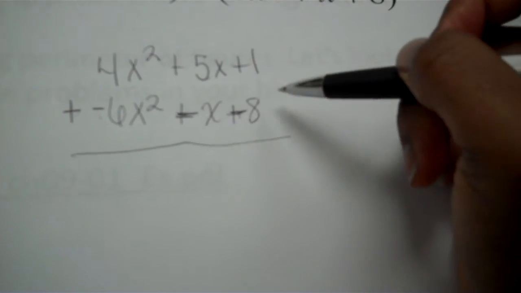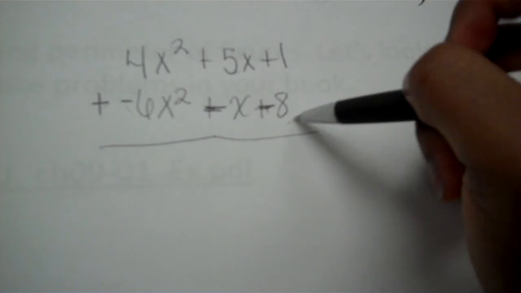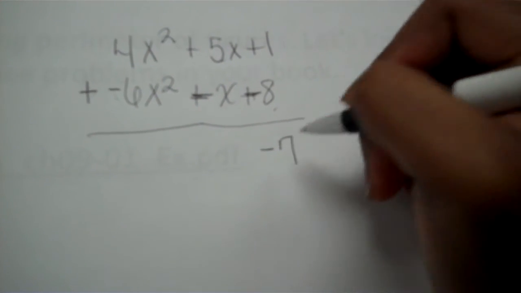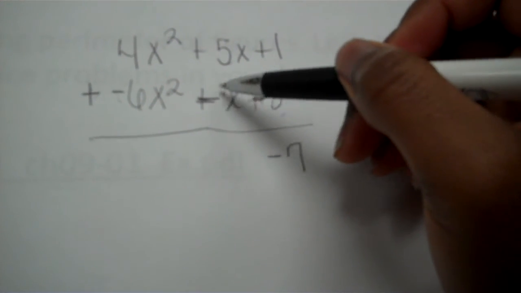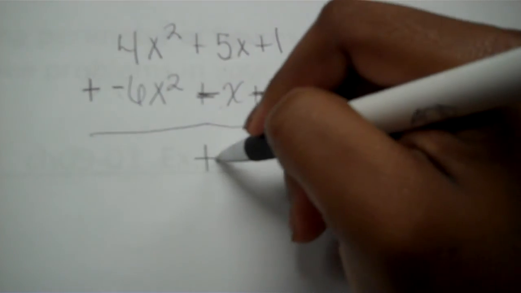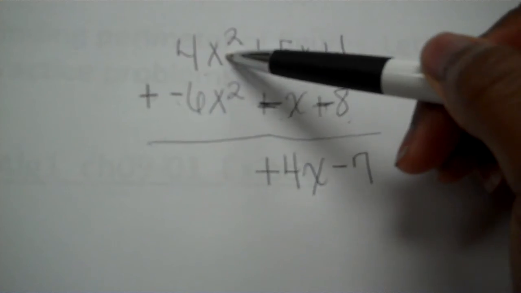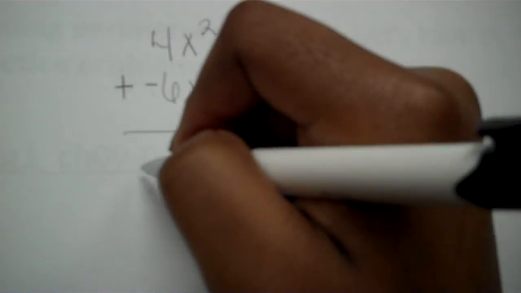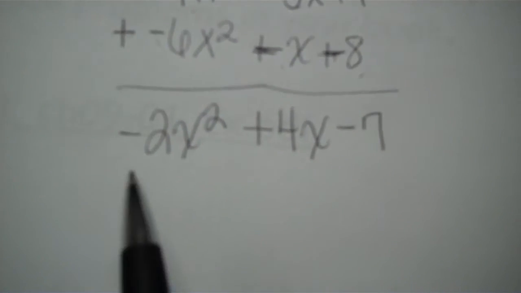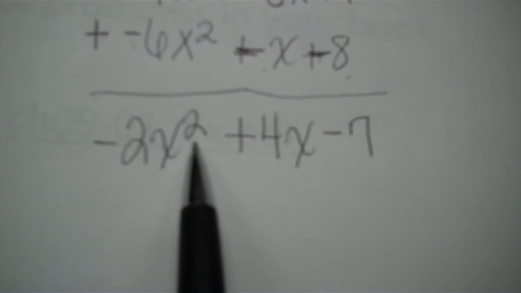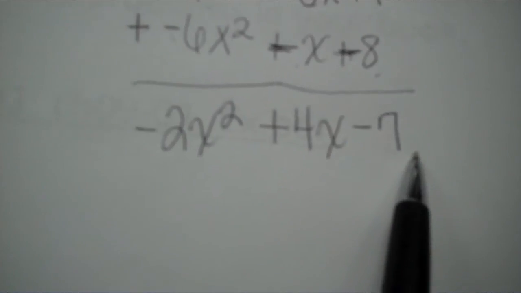Now let's combine the like terms. 1 plus negative 8 is negative 7. 5 plus negative 1 is a positive 4x. And 4x squared plus negative 6x squared is a negative 2x squared. My final answer, negative 2x squared plus 4x minus 7.